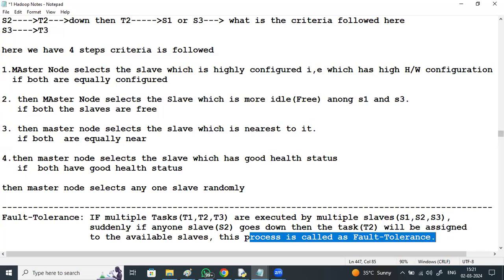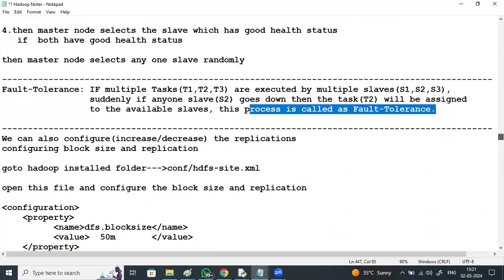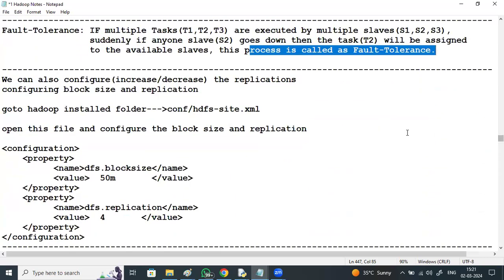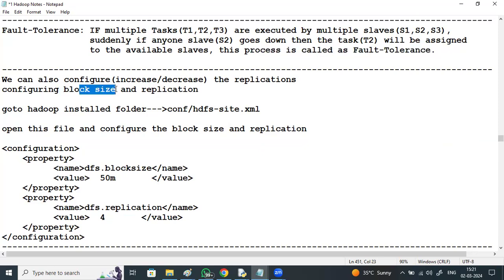We can also configure the replication. I said we can configure block size, we can have our own block size. We can also configure replication.